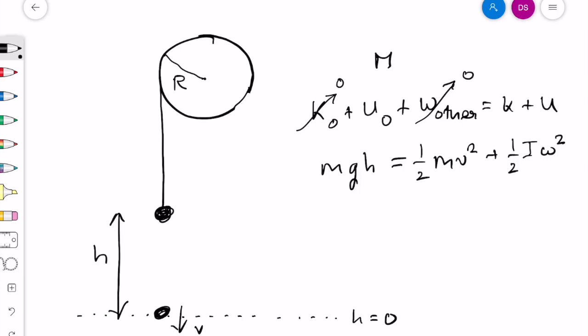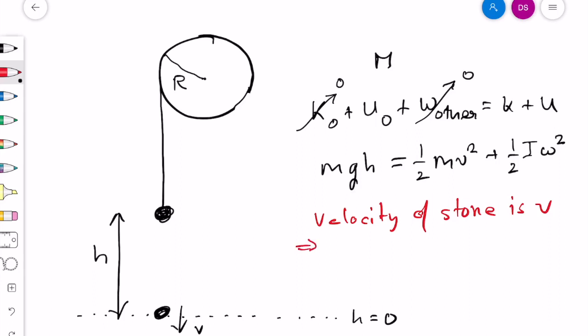There's only one thing we need to figure out, which is what do we do with this omega. So the logic that we use here is the following. The velocity of the stone is v, right? The stone is connected to the rope, so every point on the rope has the same velocity v. So if every point on the rope, okay, I'll write these down. Velocity of stone is v, right?